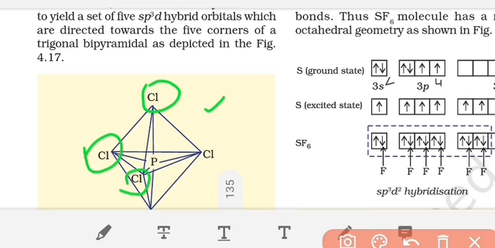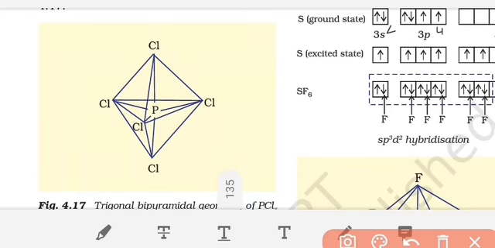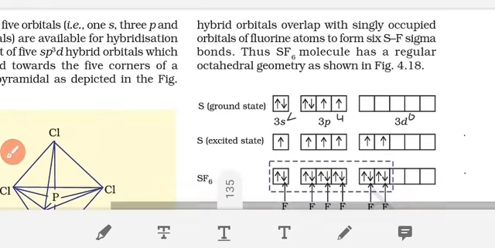The bond angles of these 5 bonds are not equivalent. 3 P-Cl bonds lie in one plane at an angle of 120 degrees, and these are called equatorial bonds. 2 P-Cl bonds are perpendicular to this plane, one above the plane and one below the plane, at an angle of 90 degrees, and these bonds are called axial bonds. These axial bonds feel more repulsive force compared to equatorial bonds, and hence are weaker than equatorial bonds. Next molecule is the SF6 molecule.